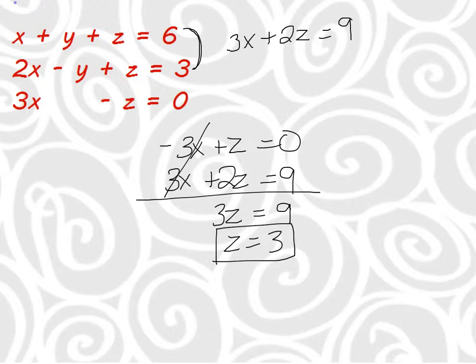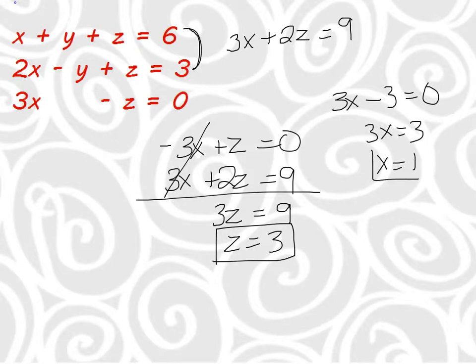And then where do you plug that back in? Well, I would plug it back into this third equation because it only has an x and a z. So let's write 3x minus, instead of putting a z, we're going to put our 3 in there, and then go solve. So x is equal to 1.